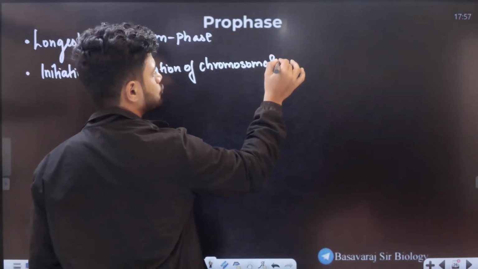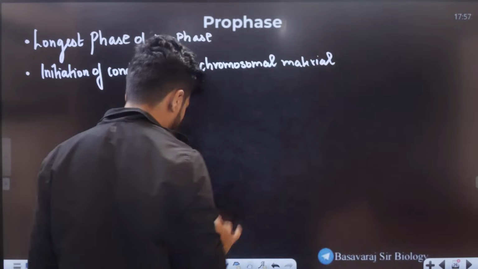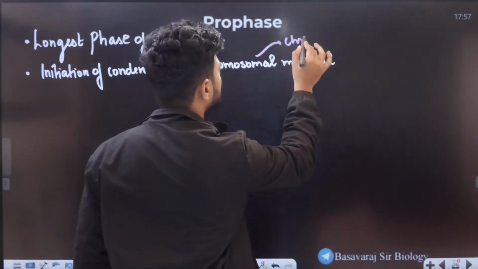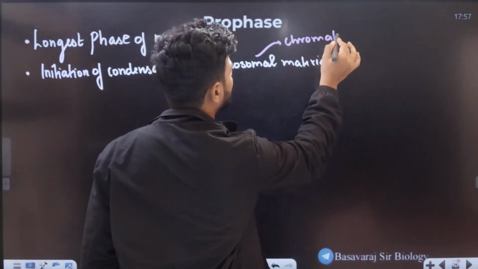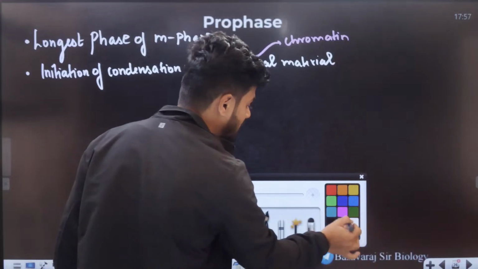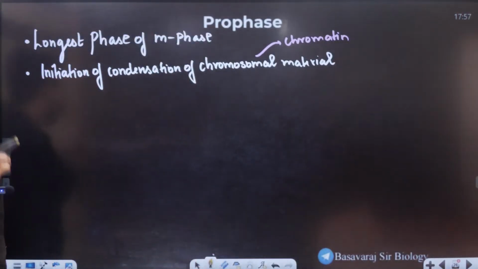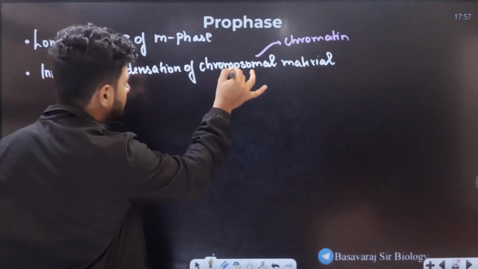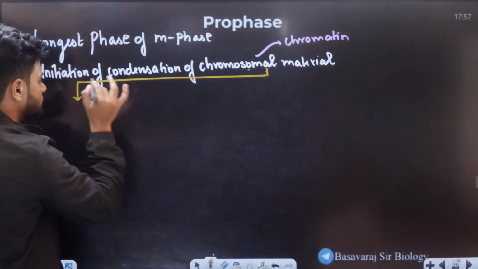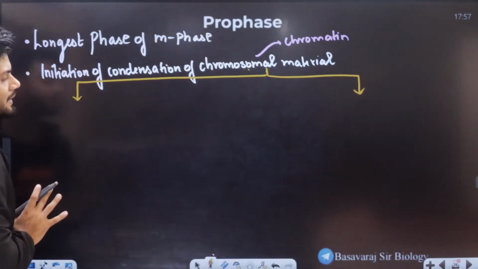Initiation of chromosomal material. Basically, the entire chromatin undergoes condensation. Now, entire prophase can be broadly classified into two separate categories.